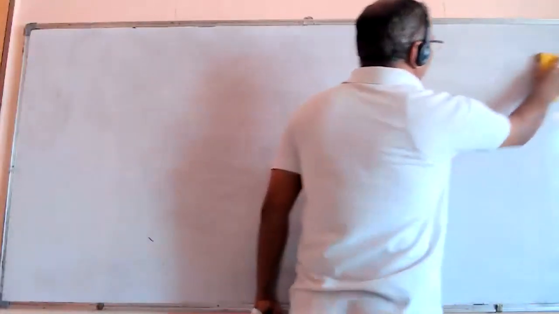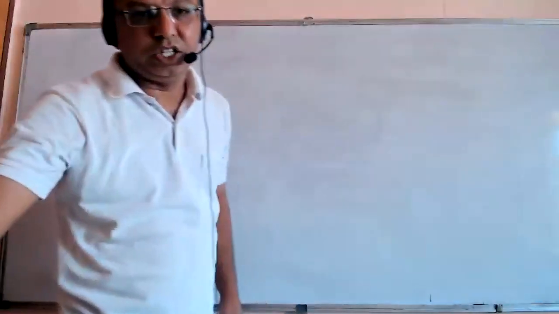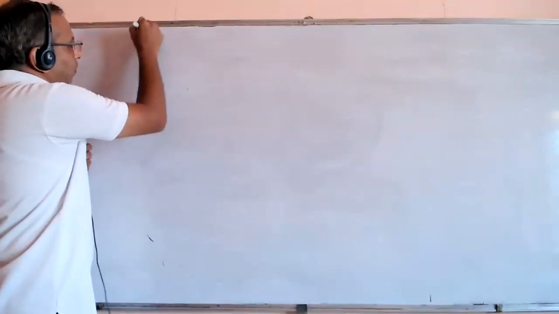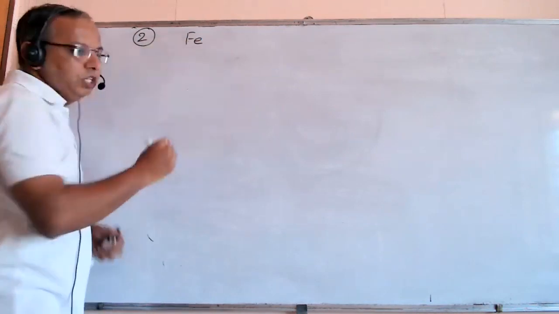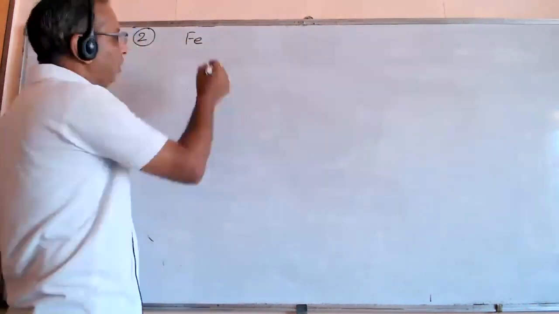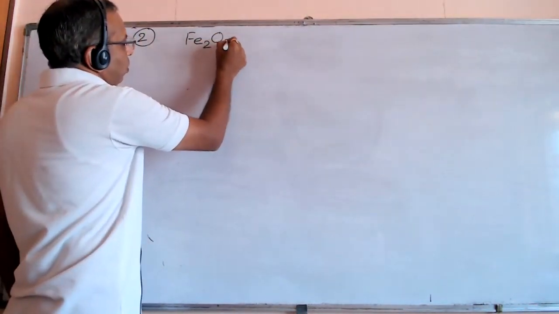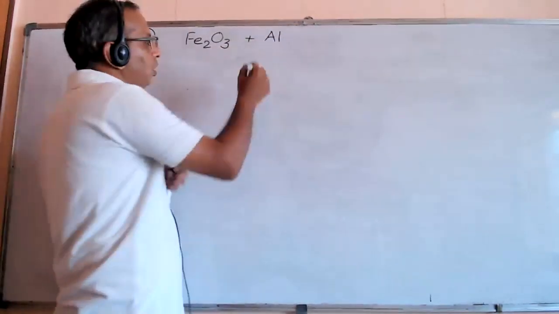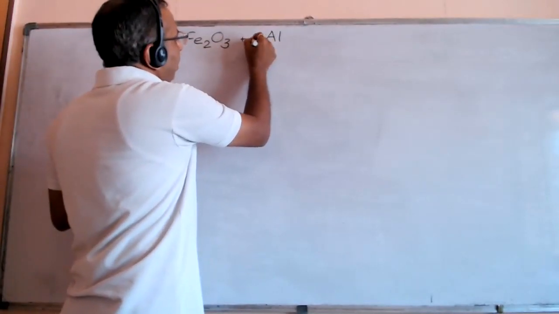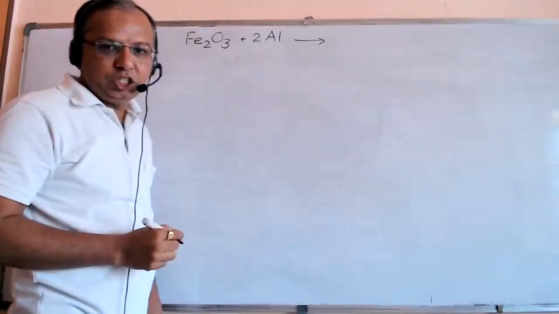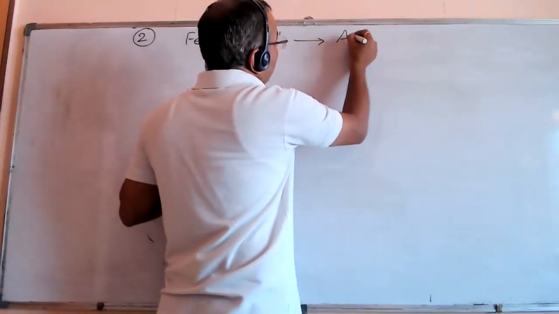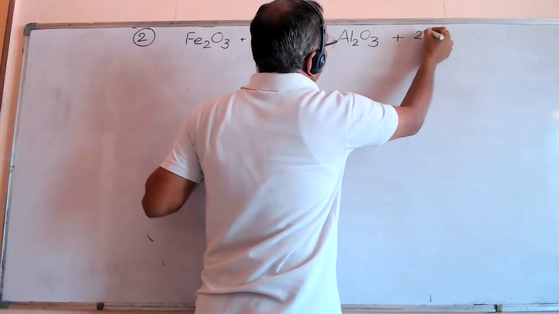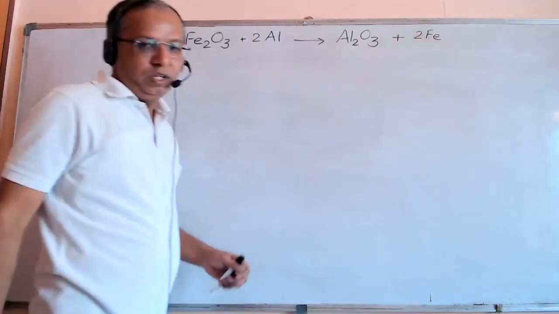The question number two, one chemical reaction is given, friends. That chemical reaction in question number two is about Fe2O3. It's iron oxide reacting with aluminium. Here two aluminium atoms are given and the products are Al2O3 plus 2Fe. This is the reaction given.